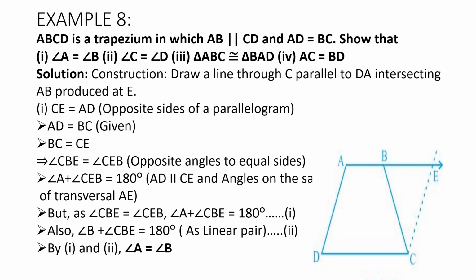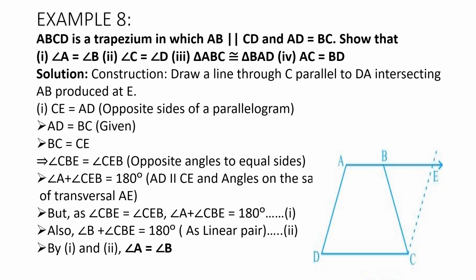So see the diagram. Now CE is equal to AD. Why? Because of how we have done the construction, ADCE is a parallelogram and opposite sides of a parallelogram are equal. So CE is equal to AD. Already AD is equal to BC, which is given. So basically BC and CE are now equal. So first thing we showed is that BC and CE are equal. Now if the sides are equal, angles opposite to them will also be equal. So angle CBE will be equal to angle CEB.